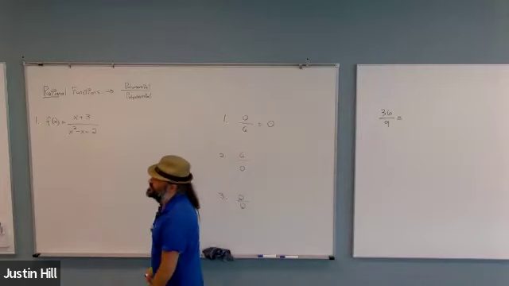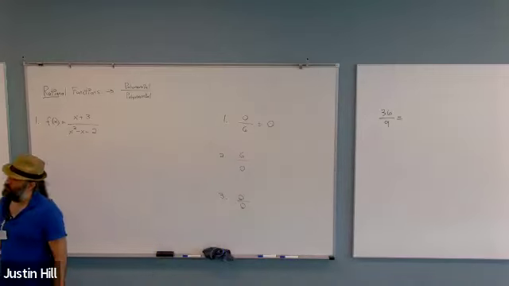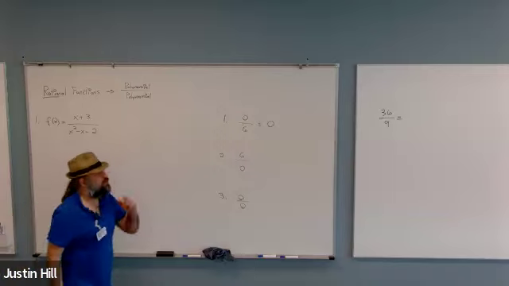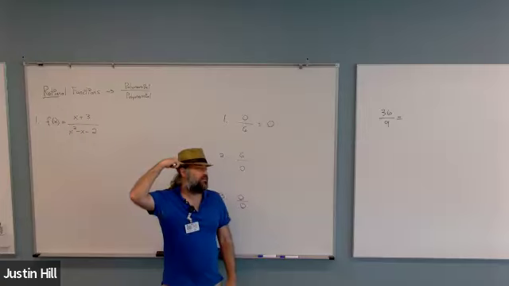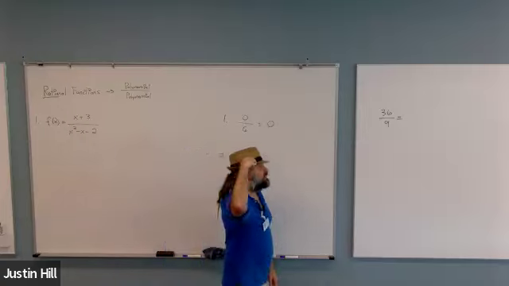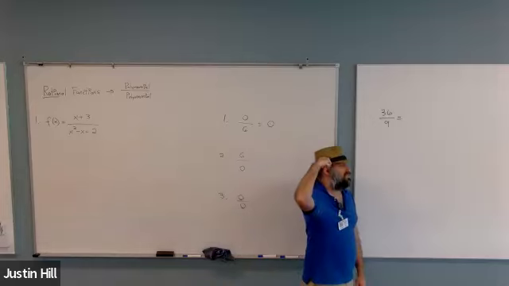So, 36 divided by 9. What is that? Okay. But again, now go into the little thread in your mind. How many times can 9 go into 36? How do you answer that in your mind? What's telling you that answer?